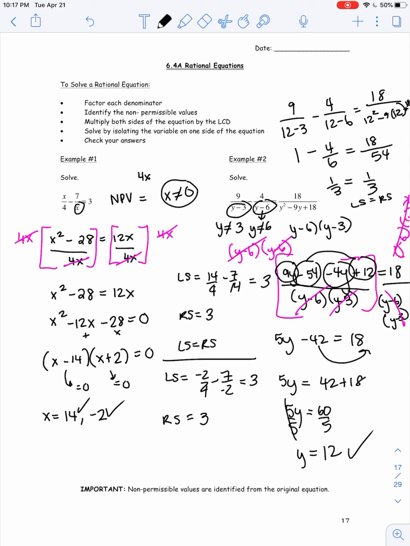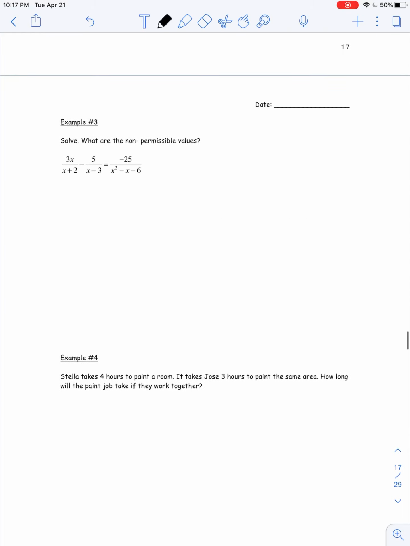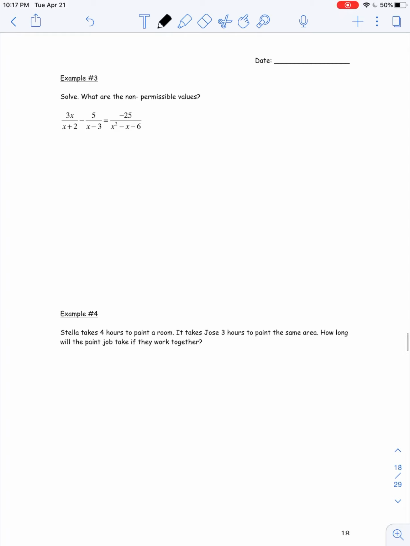So always confirm that. Okay, so always make sure you find your non-permissible value from the original equation and not your answer, because your answer will actually leave some of them out sometimes once you simplify. So it's important to make sure that you look at the original question. Example number 3.